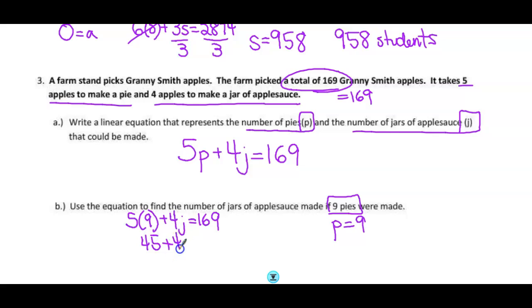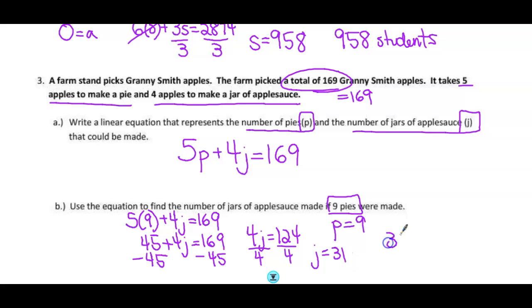45 plus 4J is 169. Subtract 45 from both sides. And again, you could always pause this, then hit play and watch what I'm doing. 4J is 124. So we divide by 4 on both sides. And you get J equals 31. So 31 jars of applesauce.